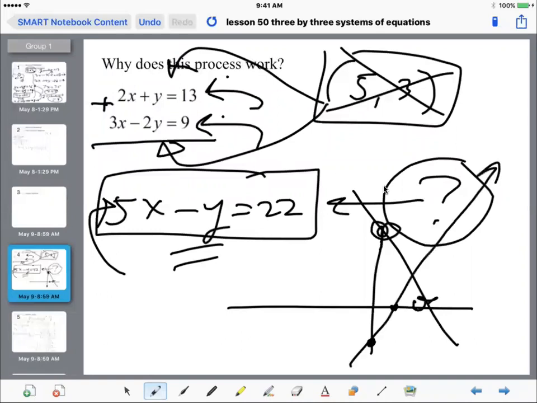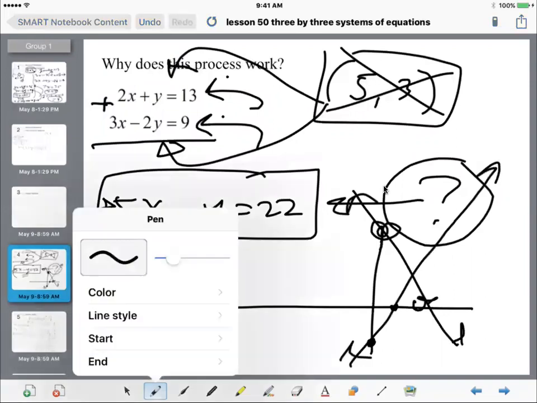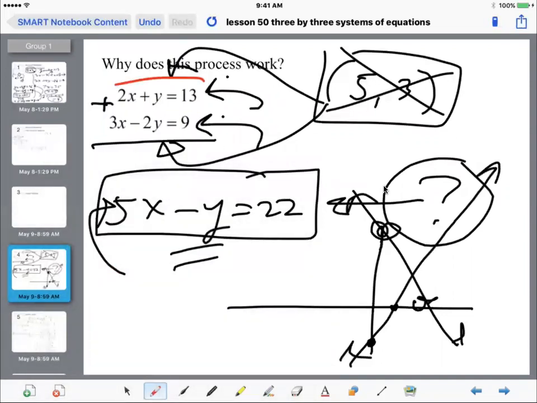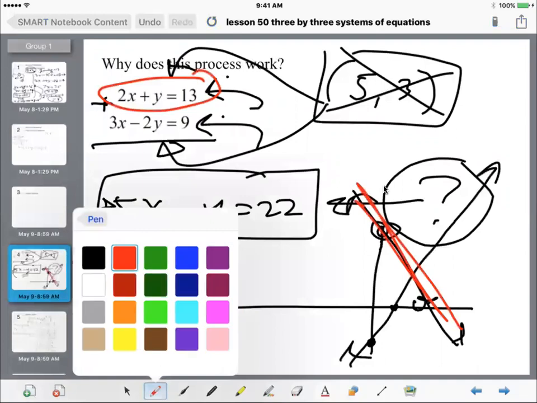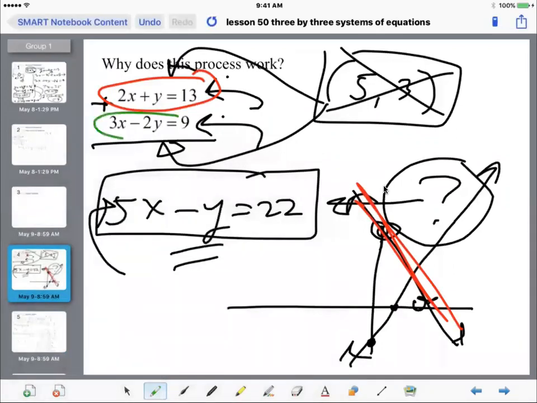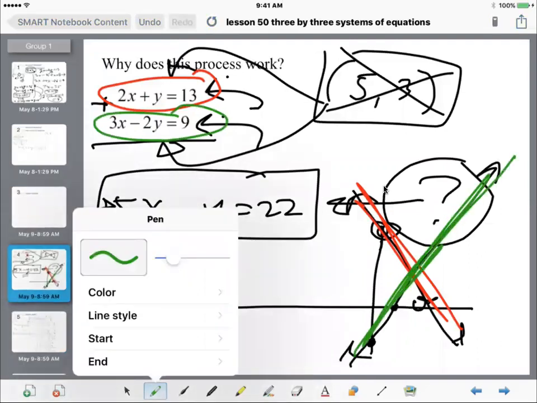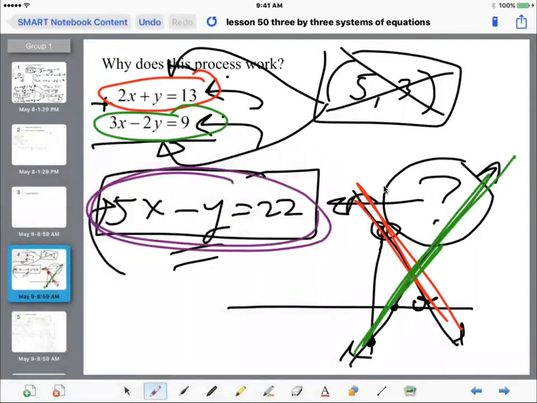So here's a graph of the two lines. I just want to sort of follow through this idea of, is there some significance to the graph? So here, this top equation is this line. And this bottom equation is that line. Is there something going on with this new equation? Like if I were to graph that?